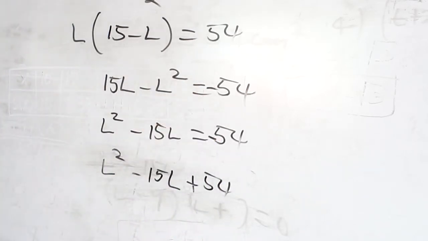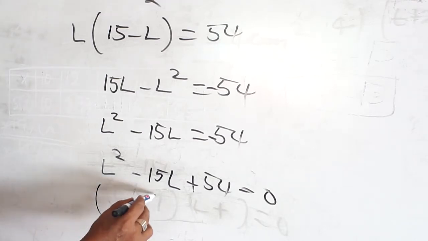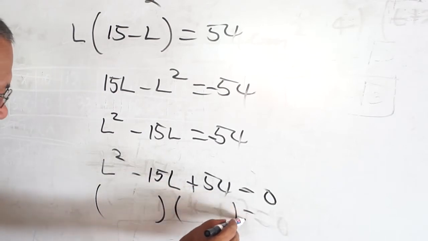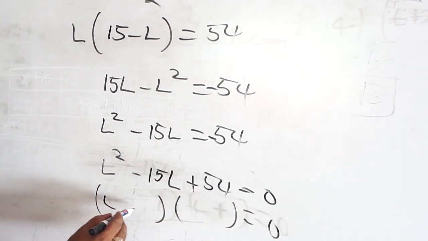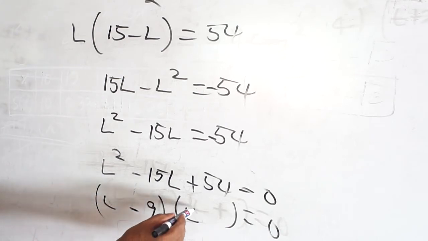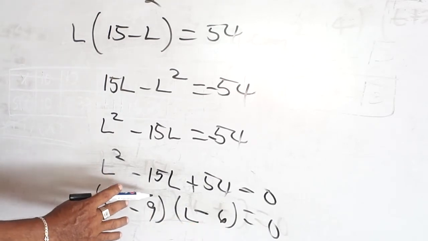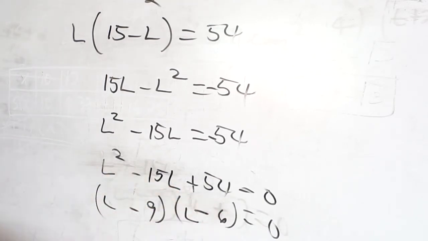equals 0. Then use factoring. We have two adjacent parentheses, so that is L and L. We have negative 9 and negative 6. So these are the two factors of L squared minus 15L plus 54 equals 0.